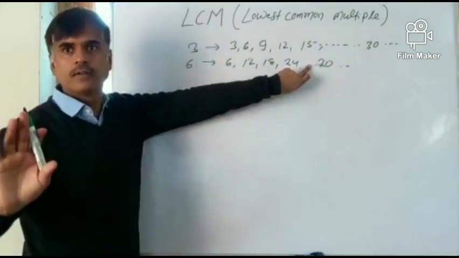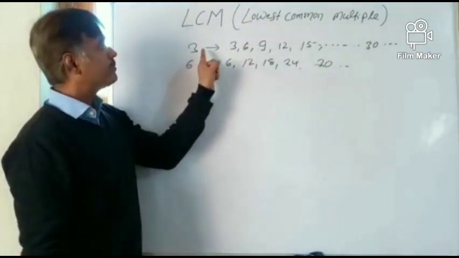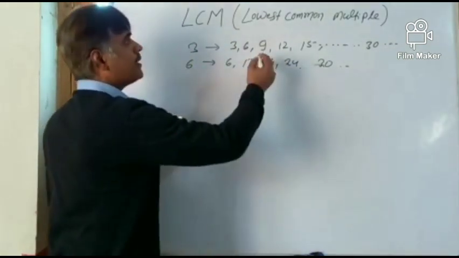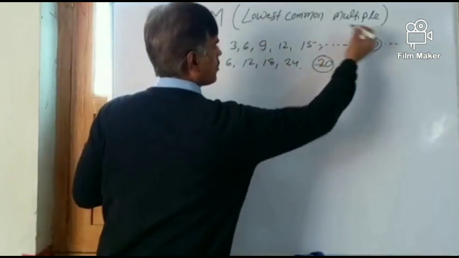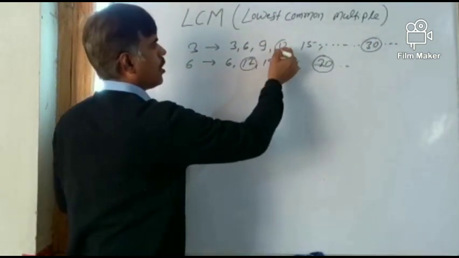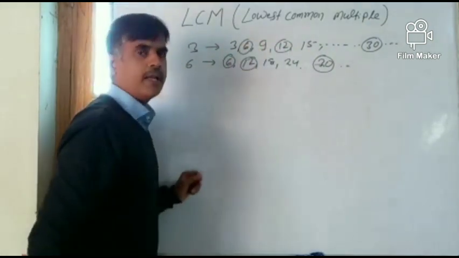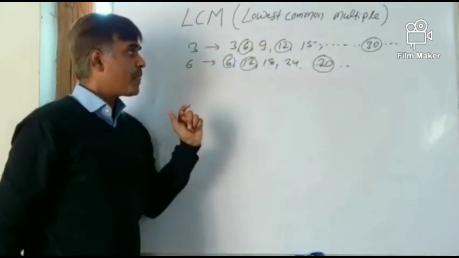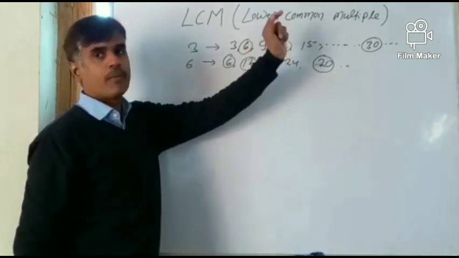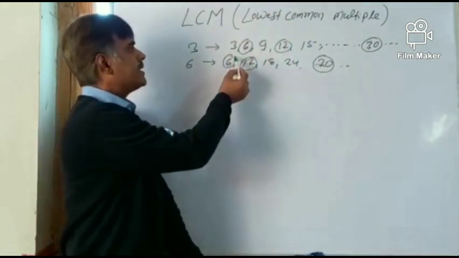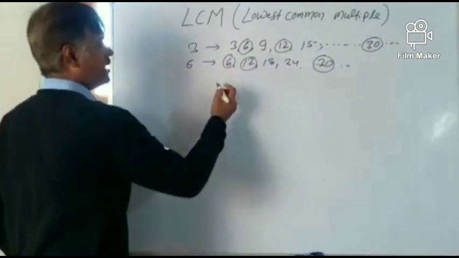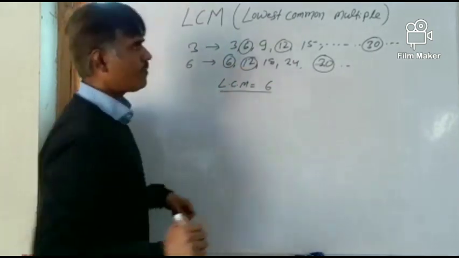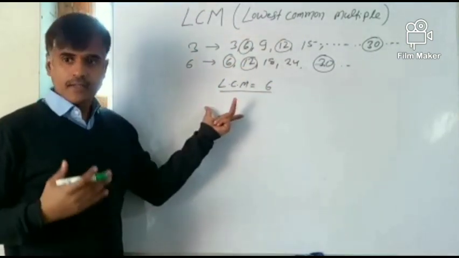Okay, is it clear? What we are doing is writing the multiples of 3 and the multiples of 6, and we can see that there are so many common multiples. 30 is common, 12 is a common multiple, 6 is also a common multiple, and there are so many multiples that will be common to these two, 3 and 6. Okay, but what we have to do is find the lowest common multiple. So clearly you can see here that 6 is the lowest common multiple. That is, the LCM is 6.